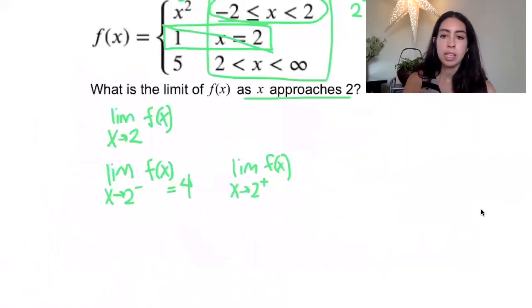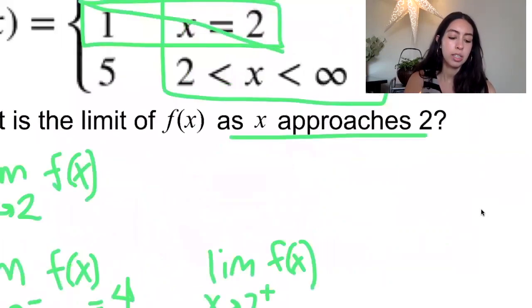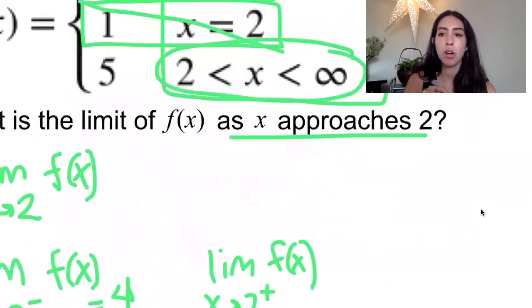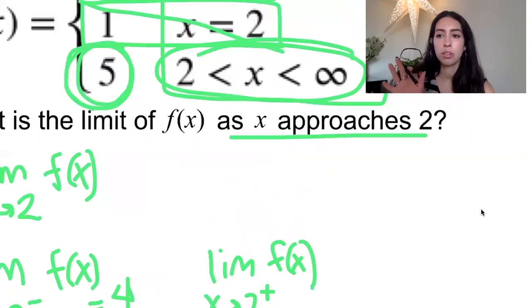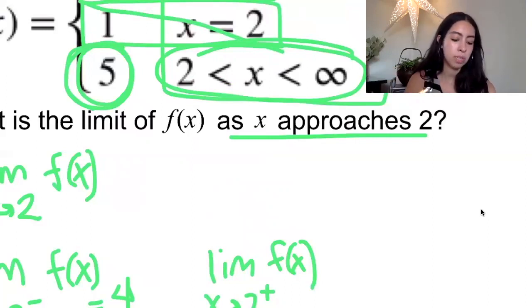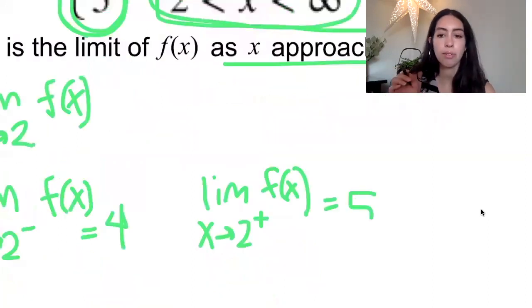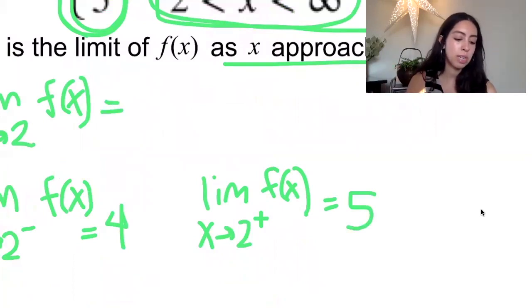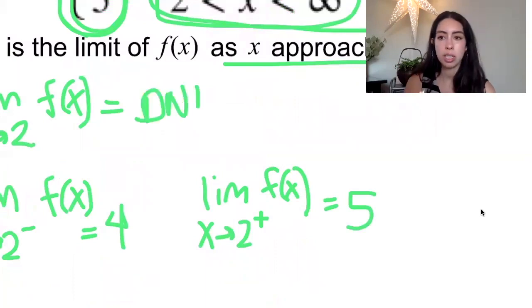Now from the right side, I'm going to look at this side here. That's all the x values that are greater than 2. And what I see is that all of the values are going to be 5. Everything to the right of 2 is going to equal 5. So I'm going to say the limit here is 5. Well, if the limit from the left is 4 and the limit from the right is 5, then that means my total limit does not exist.